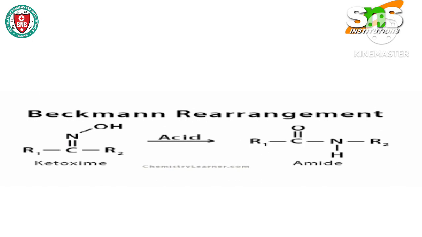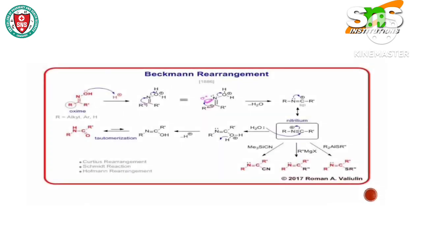This is the conversion of ketoxime, that is R1C=NOHR2, under the condition of acid, it will be converted into R1C=ONHR2. Ketoxime will be converted to amide. The mechanism of Beckmann rearrangement is as follows.